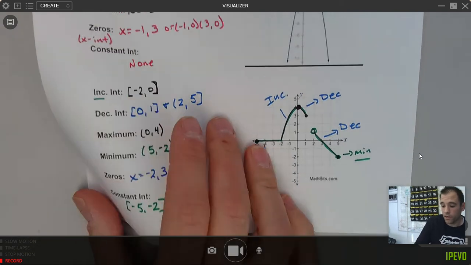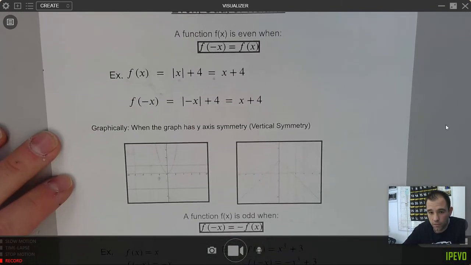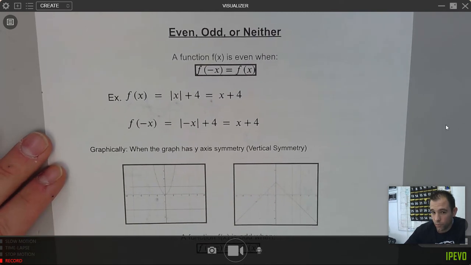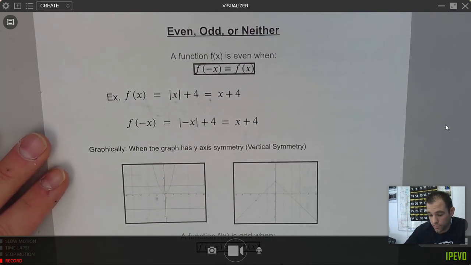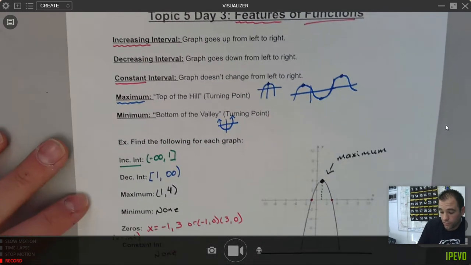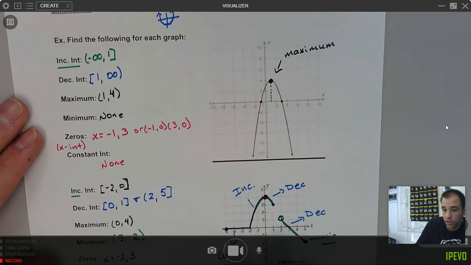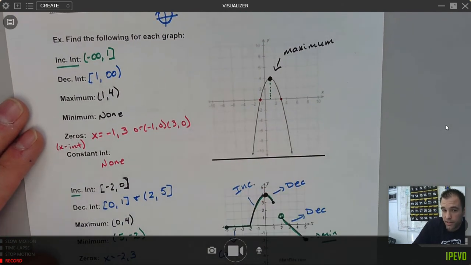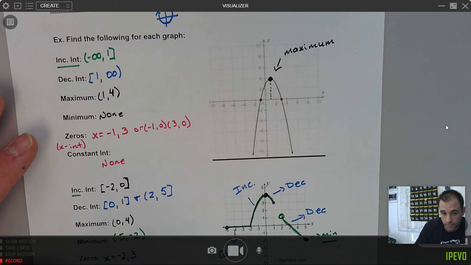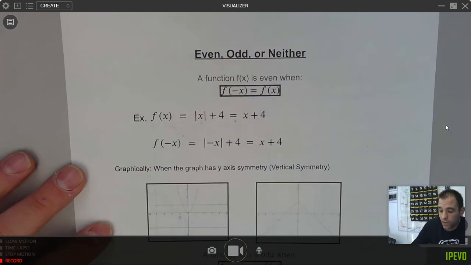All right, the last thing we are going to talk about is even, odd, or neither. The good news is that we can do this in Desmos. Just like on the front, where I gave you the graph, you're going to be given the equations. You're just going to type the graph in Desmos and just look at it. So you actually don't need to graph them by hand. Same thing we are going to do back here.